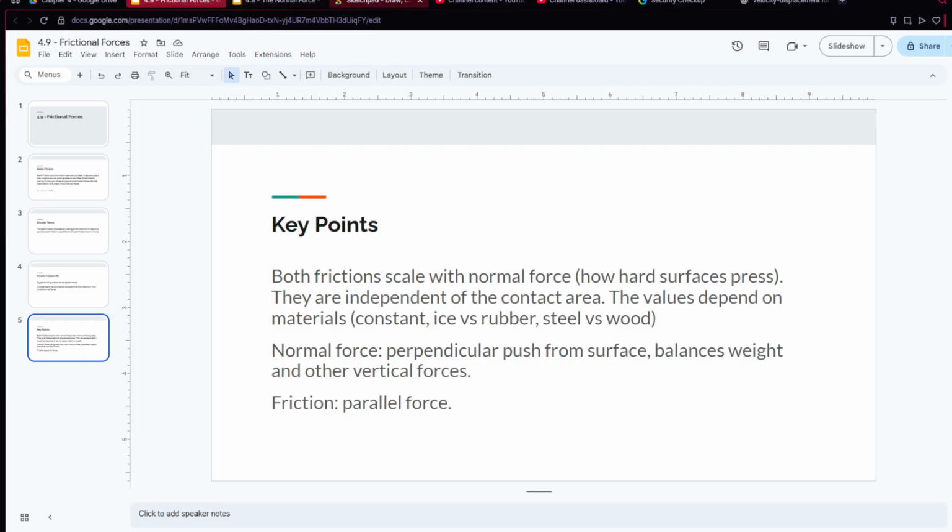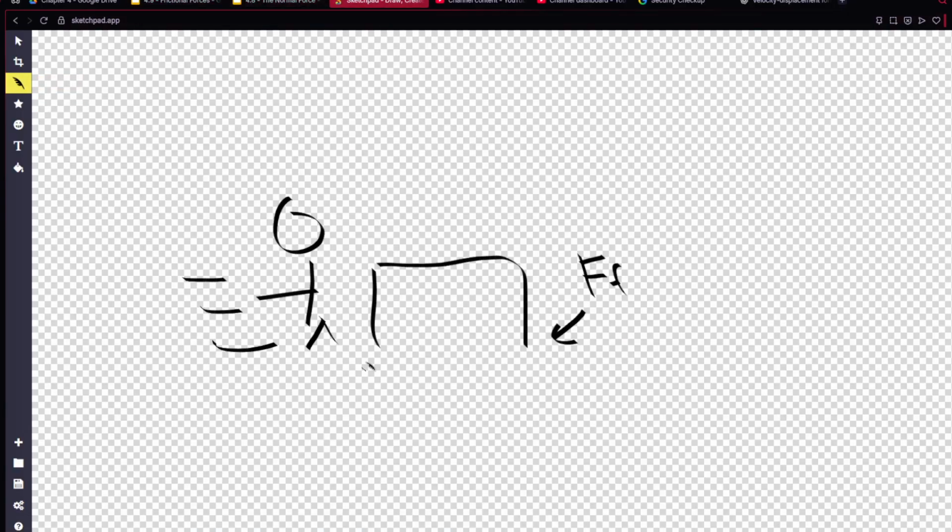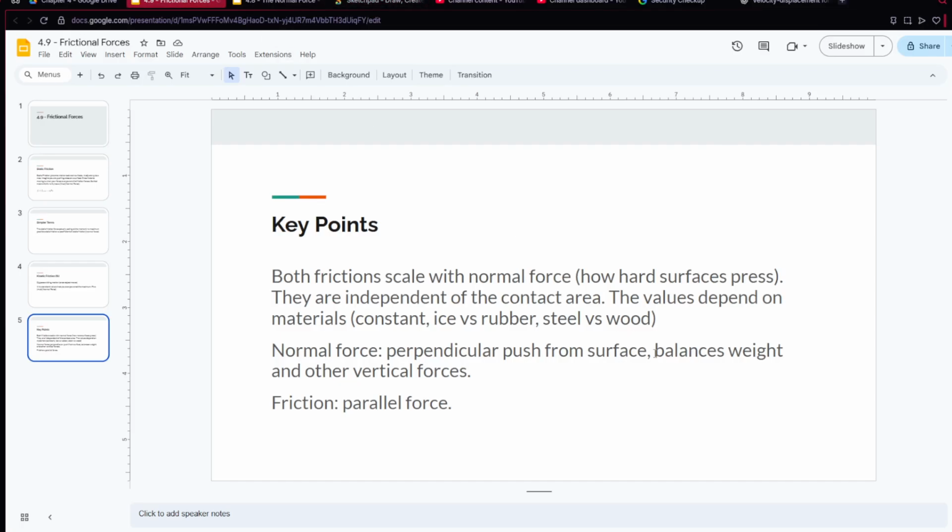the coefficient of friction will be the same. Friction is a parallel force, meaning that if I'm pushing this way with the F man, the box is getting pushed back with FF. So there are two forces that act in the opposite direction, and these are considered parallel. Normal force is a perpendicular push from the surface. So that's all for today.